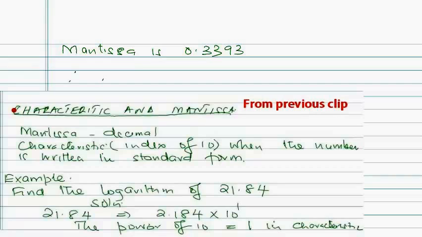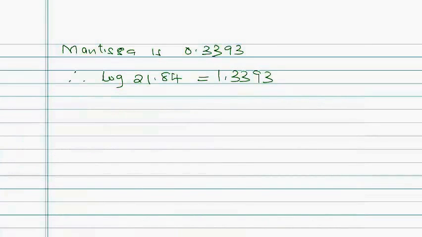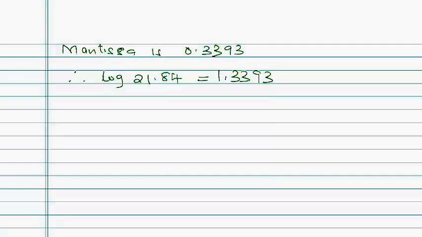Therefore, we can say log of 21.84 is equal to 1.3393, implying now that the characteristic is 1 and the Mantissa is 0.3393.